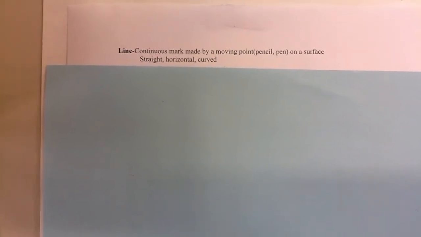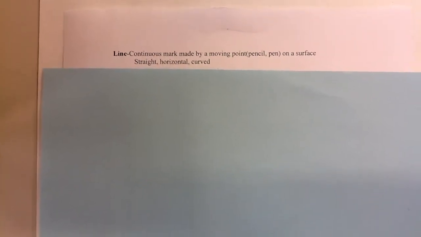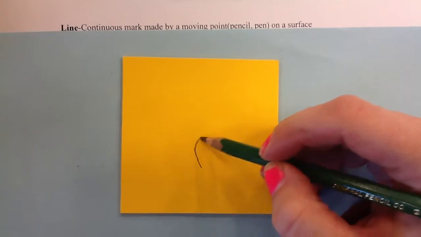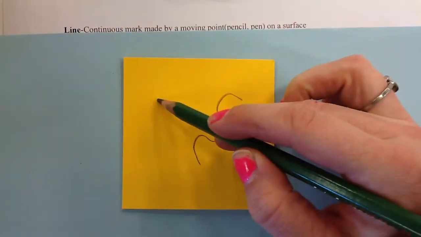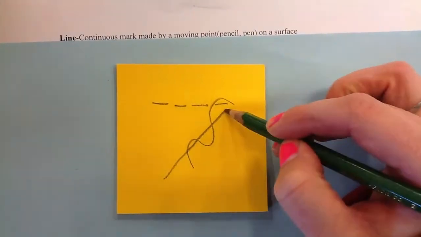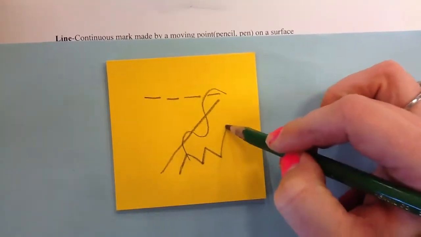The first word we're going to look at is line. It is a continuous mark made by a moving point, a pencil, or a pen on a surface. It can be straight, horizontal, curved, dashed. There are a million different ways you can draw a line. So we're going to just draw a few examples here so you get a better idea. There's a curved, there's a dashed, there's a straight line, zigzag.